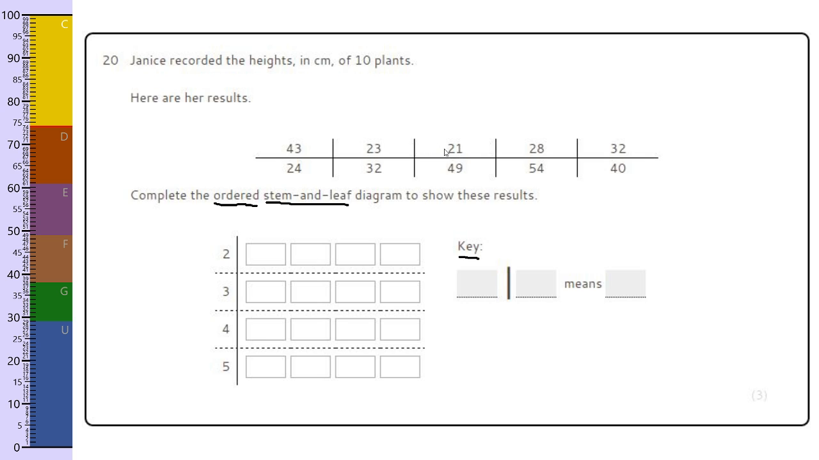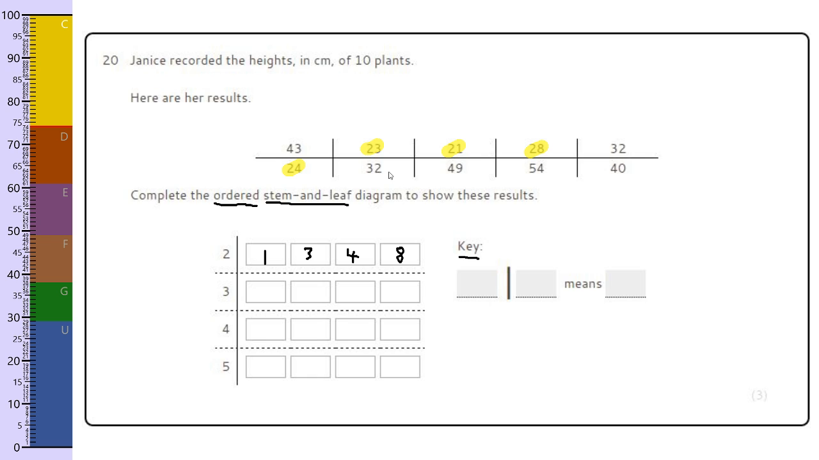So I'm going to pick the smallest one first, so 21. Instead of writing 21 here, the 20 is already written for me. That's the point of a stem and leaf diagram. You only have to write the units. So that's 21 done. 23 is next. 24 is next. Then I think there was a 28. There we are.